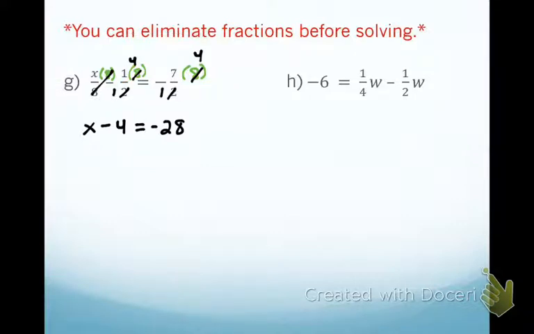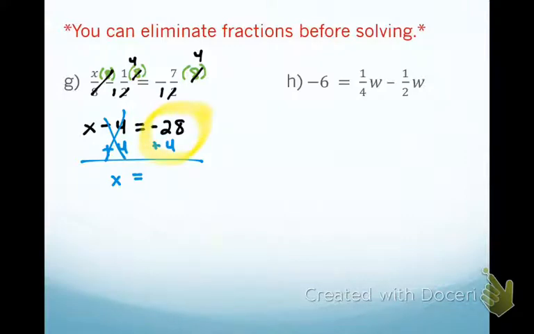Now, what's not allowing x to be by itself? Minus 4. What can I do to get rid of minus 4? Add 4 to both sides. This cancels out. Charbel, what's left on the left side? X. X equals, and then we're just looking at the right side.